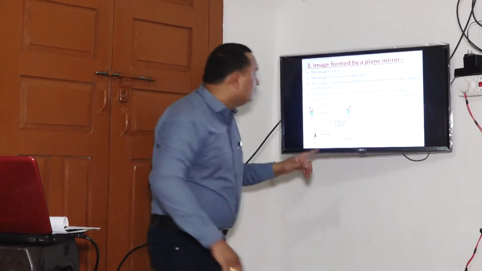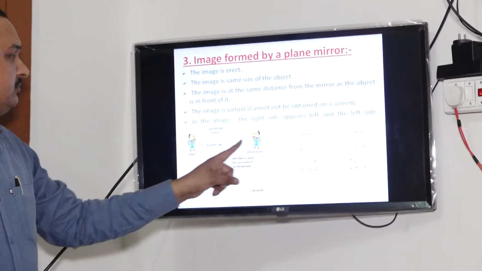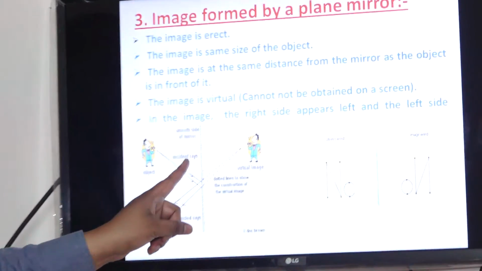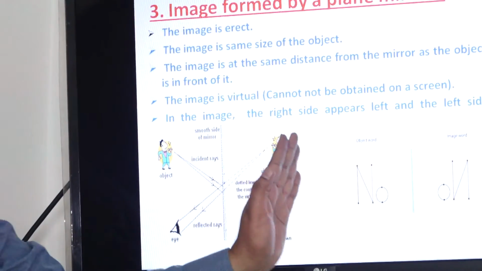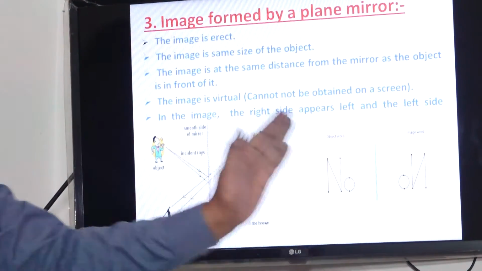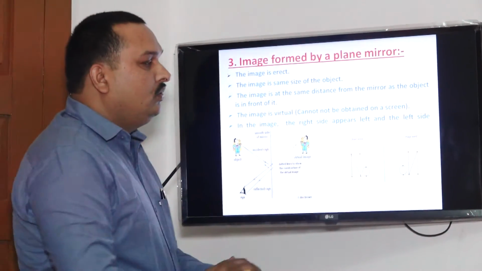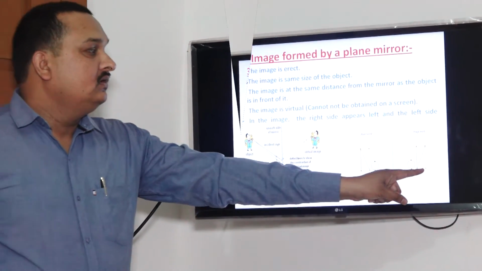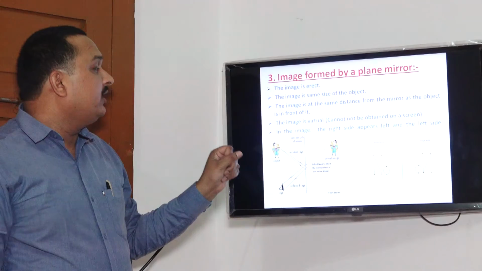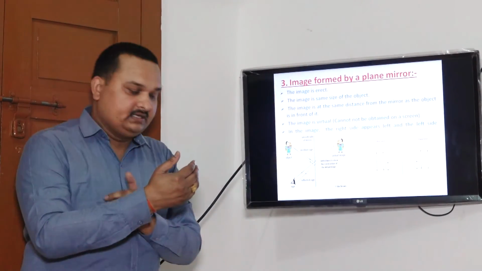In this picture you can see a cartoon. The image of the cartoon is at the same distance just behind the mirror. This is a plane mirror, this is our eye, and you can see in another picture this is a NO, and this is the image of it.